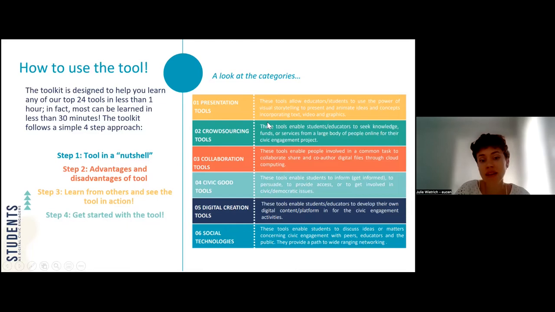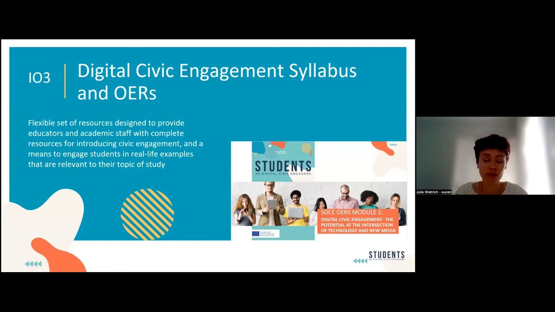The toolkit is made in an easy to use way. So each tool is presented in four different steps. First of all, there is a very brief definition of the tool in a nutshell. Then the toolkit offers a description of its main advantages and disadvantages. And it also offers some more interactive resources, mainly in the form of videos where educators or students can learn from others how to use the tools and see the tools in action. And there are also, of course, some tutorial videos to get started with the tool. This was about the toolkit.